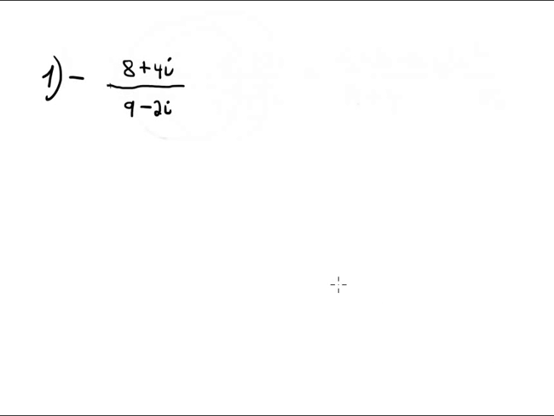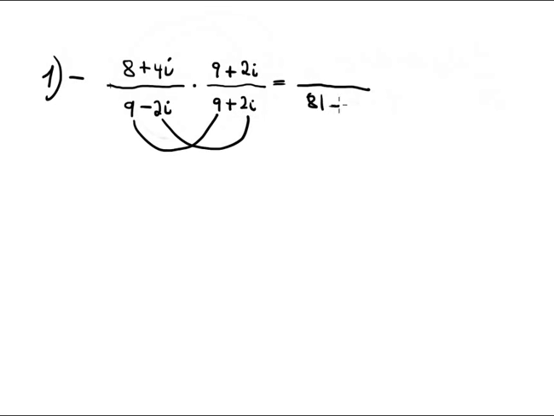Okay, the first question is about division of the complex number. Remember, you multiply by the conjugate. The conjugate is 9 plus 2i. Multiply and divide. Okay, let's do the multiplication. 9 times 9 is 81. And 2 times 2 is 4. The answer is 85. Real number in the denominator.